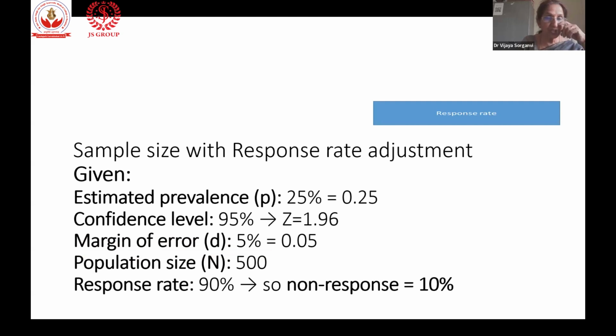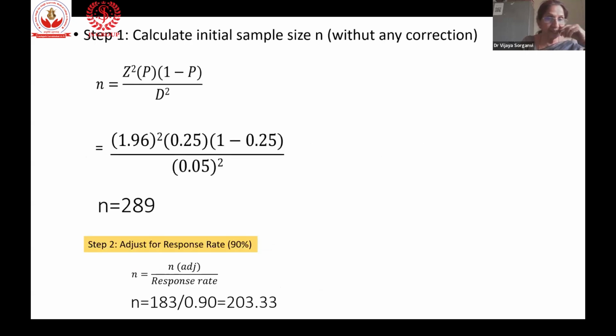So this is next, response rate. With a response rate of 10%, we can adjust the sample size. There we have an option in Statulator. If you want to calculate manually, this is the formula we use to calculate sample size with adjustment. So this is for response rate. 10% non-response means the response rate is 90%. So we divide it by 0.90 to adjust the sample size.